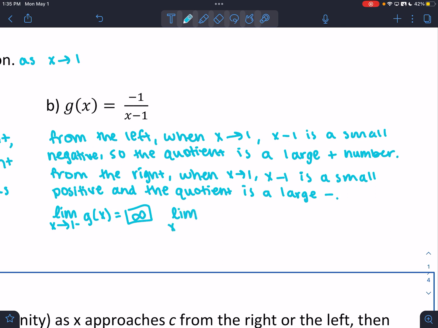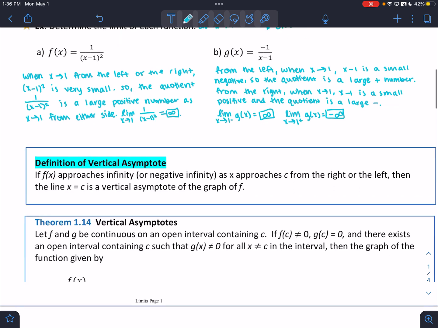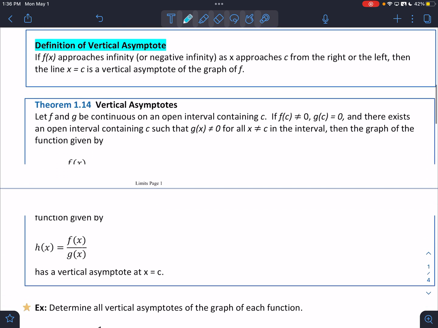We get a large negative, so negative infinity. Still DNE overall, right? Good. Okay. So when we have unbounded graphs, we typically have asymptotes, right?